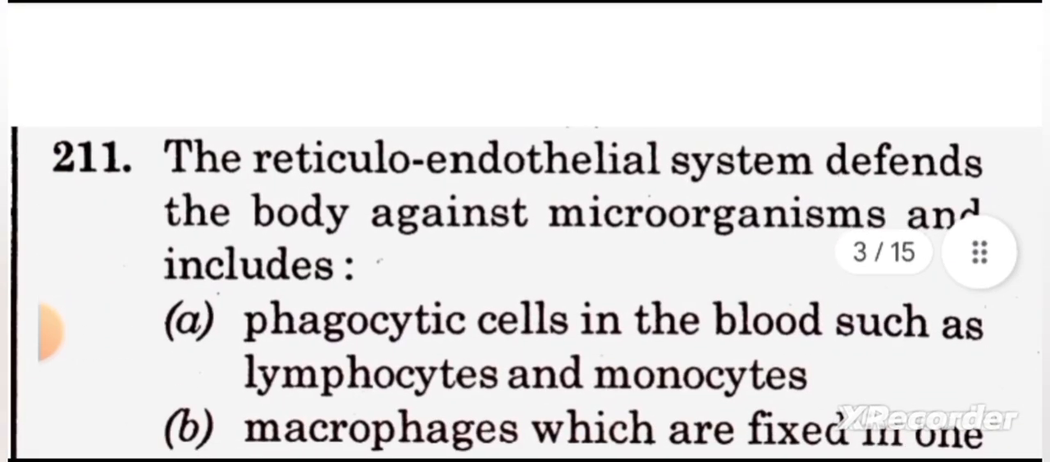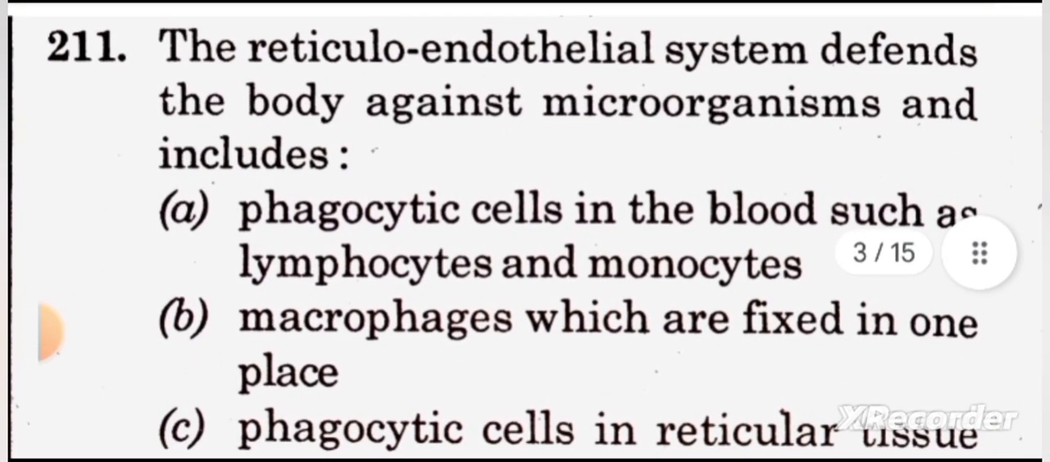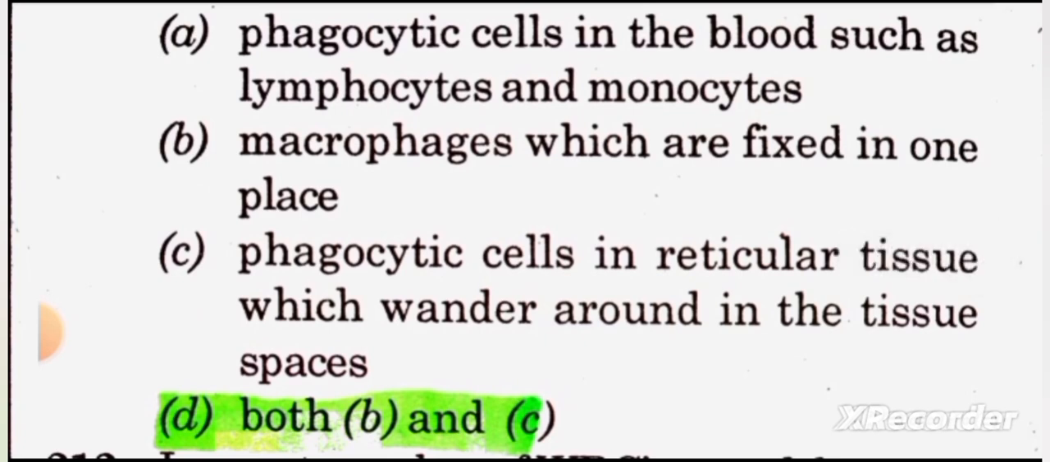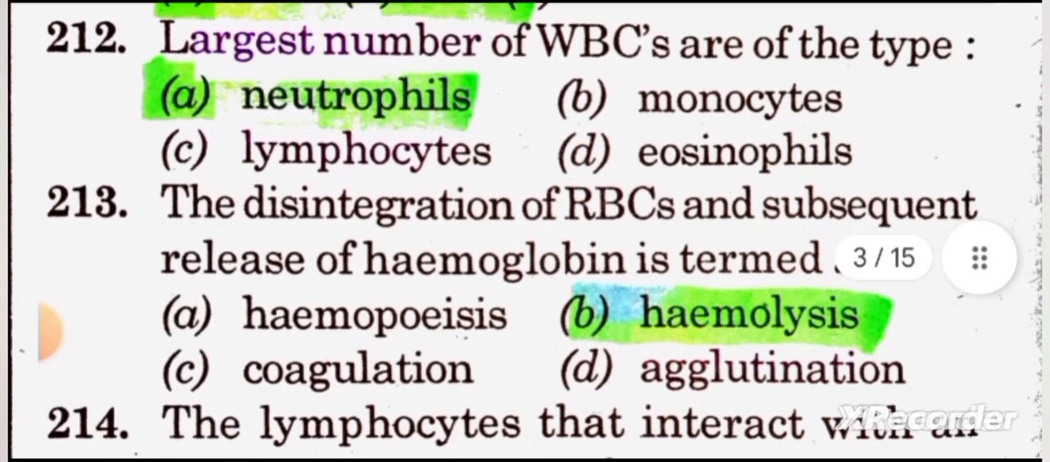Veins. Next, 211. The reticuloendothelial system defends the body against microorganisms and includes answer D, both B and C. B, macrophages which are fixed in one place. C, phagocytic cells in reticular tissue which wander around in the tissue spaces. 212. Largest number of WBCs are of the type answer A, neutrophils. 213. The disintegration of RBCs and subsequent release of hemoglobin is termed as hemolysis.